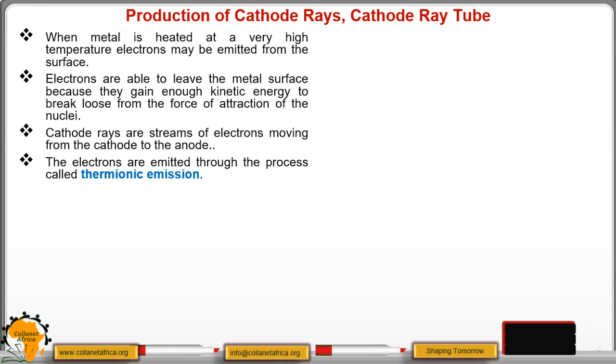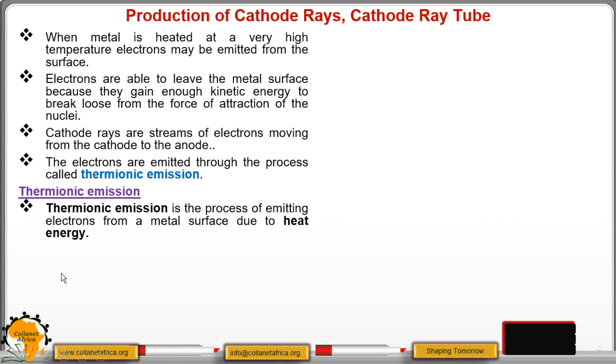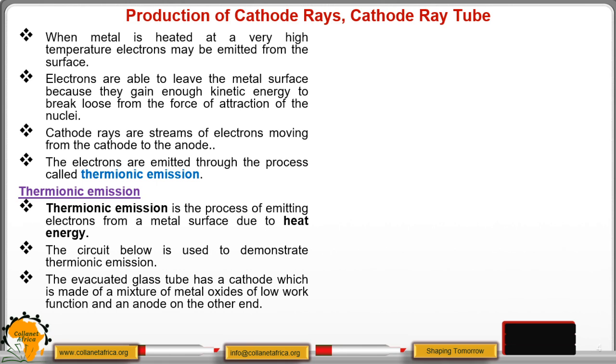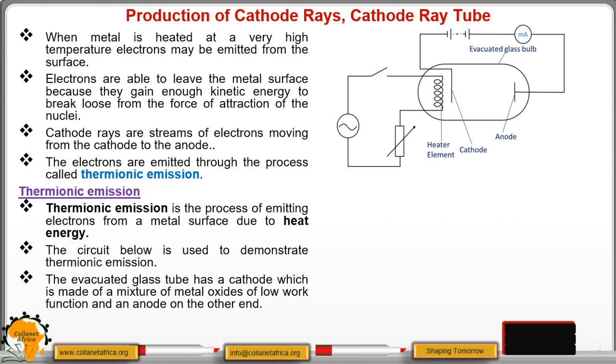Now the process where electrons are emitted due to heat is what we call thermionic emission. We are going to see its definition here: it is a process of emitting electrons from a metal surface due to heat energy. We can demonstrate the process of thermionic emission using the following circuit. In this circuit, as shown in the diagram, we have an evacuated glass tube, and this evacuated glass tube has the cathode, as you can see here in the diagram. This cathode is made of metal oxides of low work function.